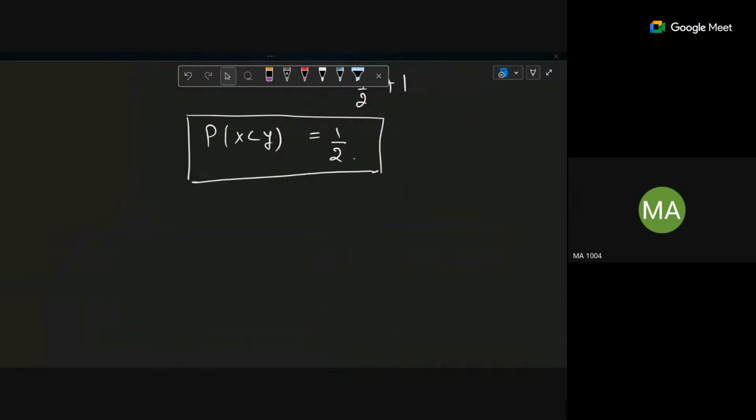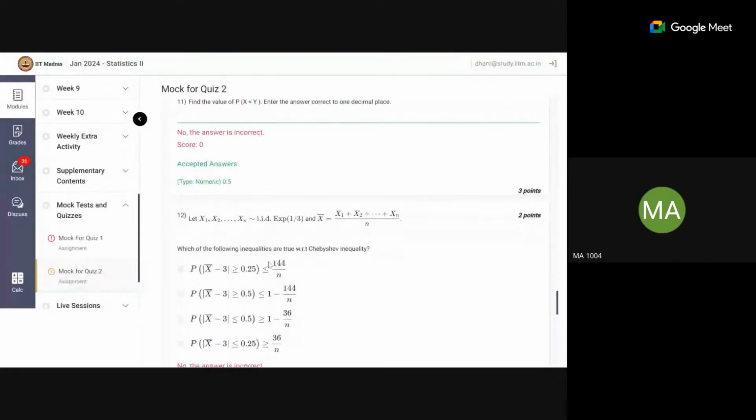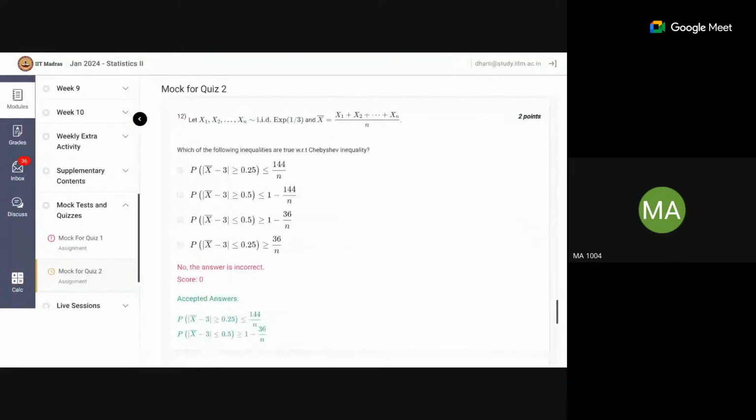Okay, so yeah, question number 12. There are x1 to xn IID samples from an exponential distribution with lambda equal to 1 by 3, and x bar is your mean. Which of the following inequalities are true with respect to Chebyshev inequality?